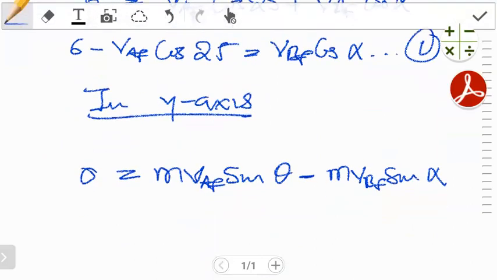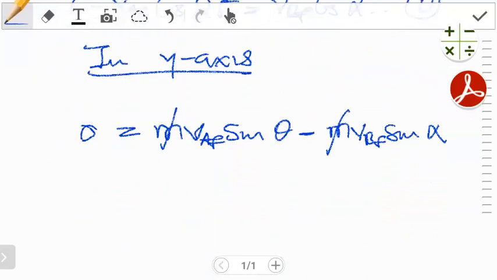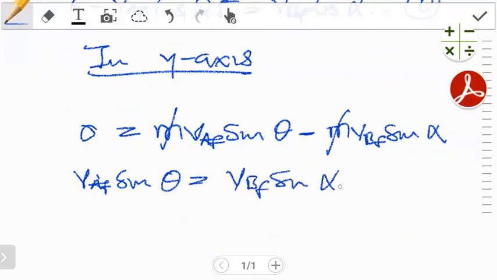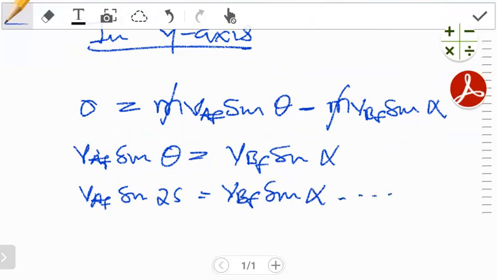Okay, so after doing that, the masses are common, they're going to cancel out. So what remains, when I move this to the other side, is VA final sine theta equal to VB final sine alpha. Then I'm just going to substitute here. So now we have VA final sine 25 equals VB final sine alpha. This becomes our second equation.